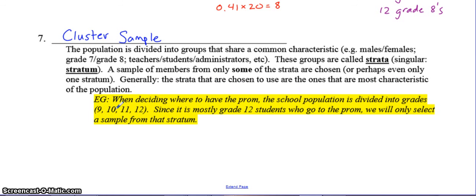So for example, when deciding where to have the prom, the school population is divided into grades 9, 10, 11, and 12. So these here are your strata. Stratum for singular. So the stratum of 12, since it is mostly grade 12 students who go to the prom, we will only select a sample from that stratum. So that's a cluster sample when you only select the sample from a group of the population.